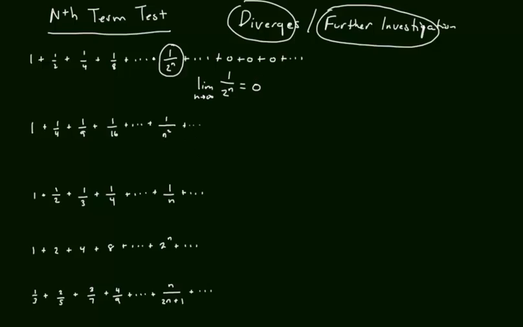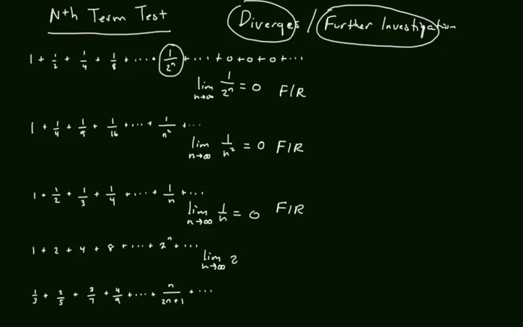So let's take a look at this second one here. We take the limit as n goes to infinity of the nth term, and this indeed equals 0. Again, it is inconclusive. Further investigation required. Further investigation required. Take a look at the next one. Limit as n goes to infinity of the nth term goes to 0. Further investigation is required. The next one, the limit as n goes to infinity of 2 to the n.